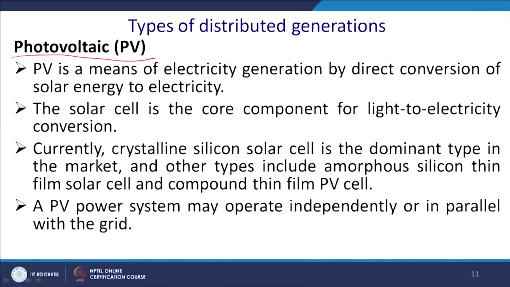So, silicon solar cells dominate the market, and other types include amorphous silicon thin film cells and compound thin film cells. These will have a lower efficiency. A PV power system may operate independently or in parallel with the grid, that depends on the kind of architecture you are choosing.